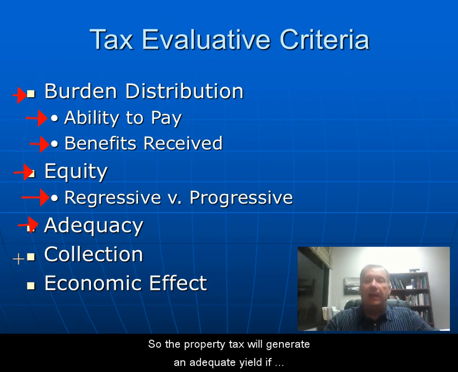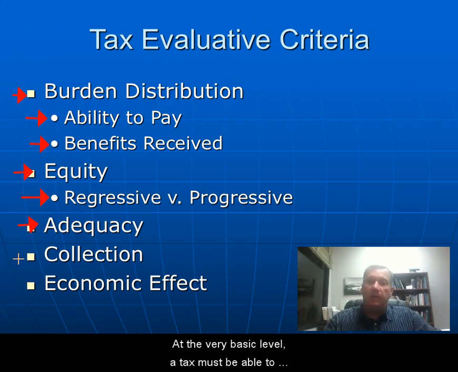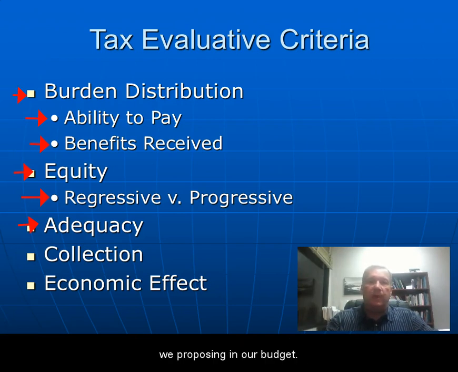So a property tax will probably generate an adequate yield if that jurisdiction has a high tax capacity. In other words, if that jurisdiction has a sufficient assessed valuation of property. But at the very basic level, a tax must be able to generate an adequate yield to then pay for the expenditures that we are proposing in our budget.